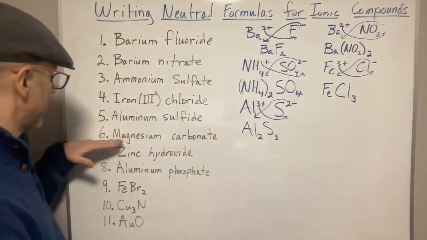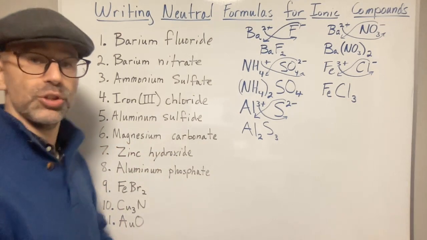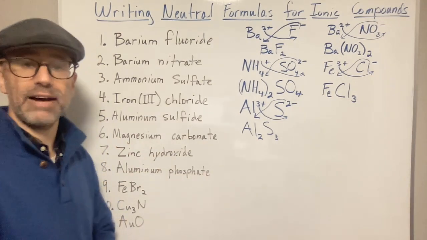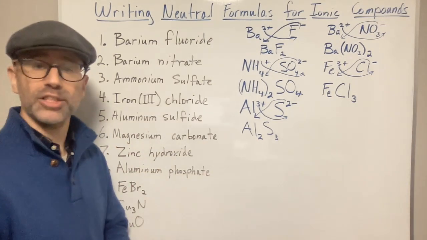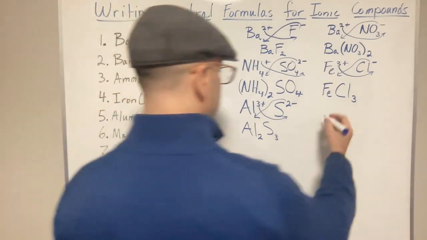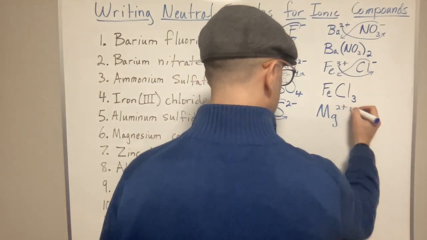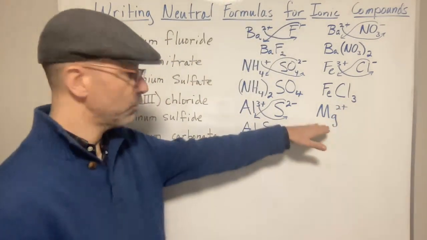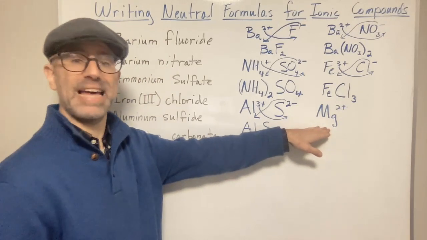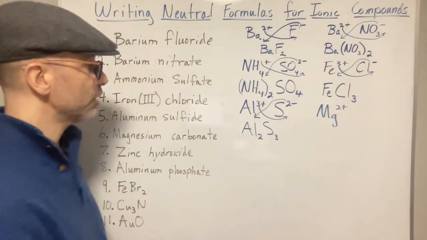Okay, next we have magnesium carbonate. So magnesium is in group 2. It's a main group element, so it's going to have 1 charge, and that charge is a +2 because it's in group 2. So we're going to write that here. So magnesium, Mg, 2+. Don't confuse this with manganese. Manganese is Mn. Magnesium is Mg with a 2+ charge.